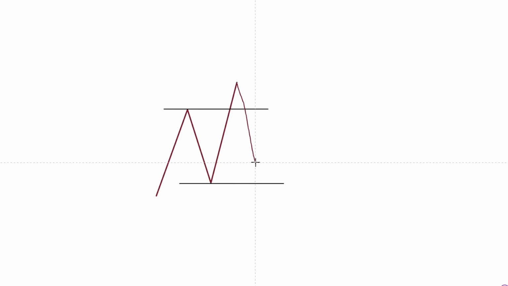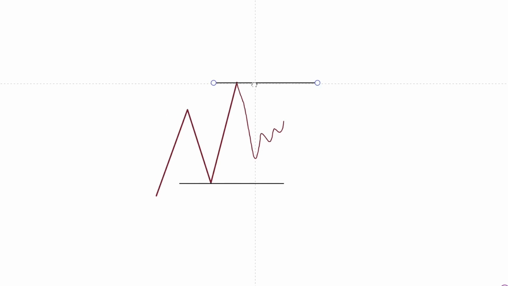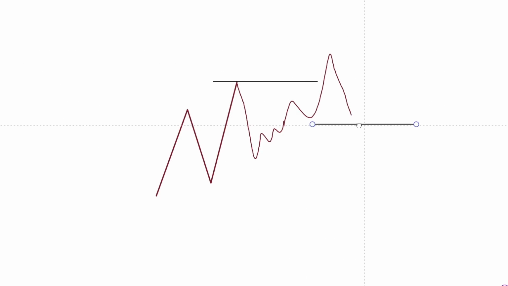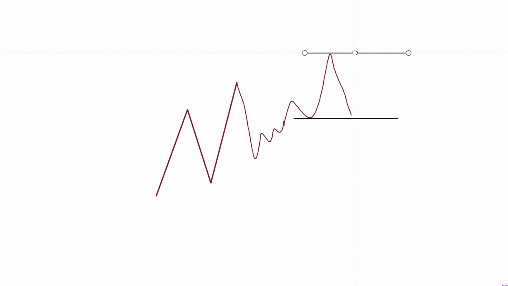Now let's say price started going up and made a sharp turn. Now where's our range? Now our range is this high and this low. So this is the range we're operating in. Now price breaks structure and revisits that range. Once that range is revisited, you're looking at the last low, which is this swing low and this swing high.